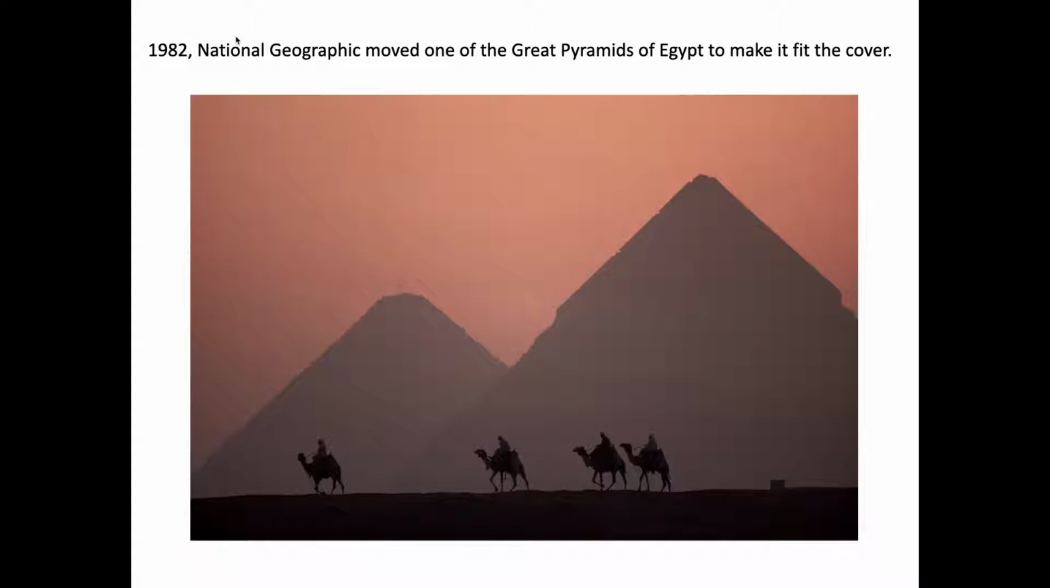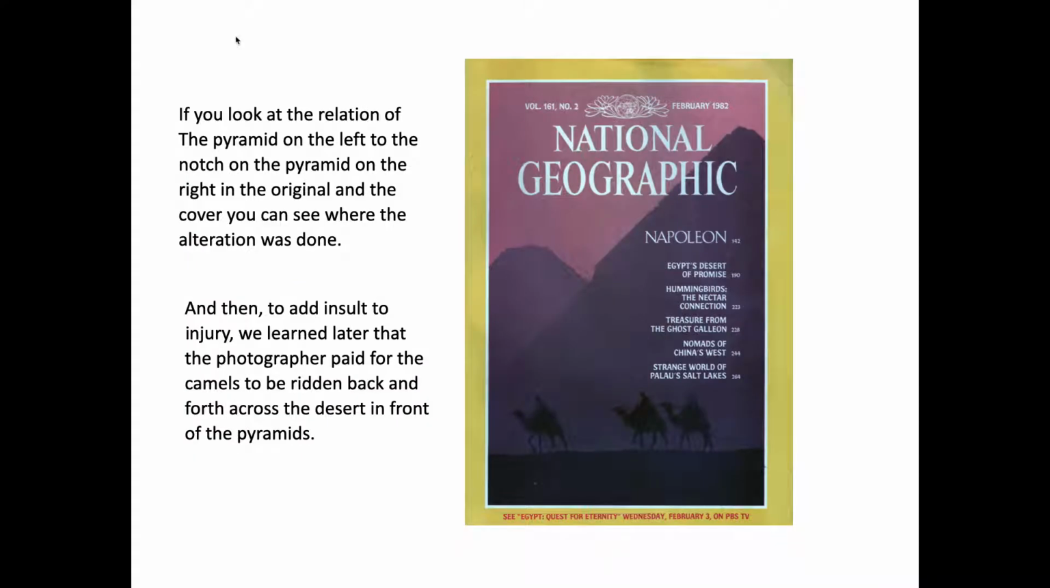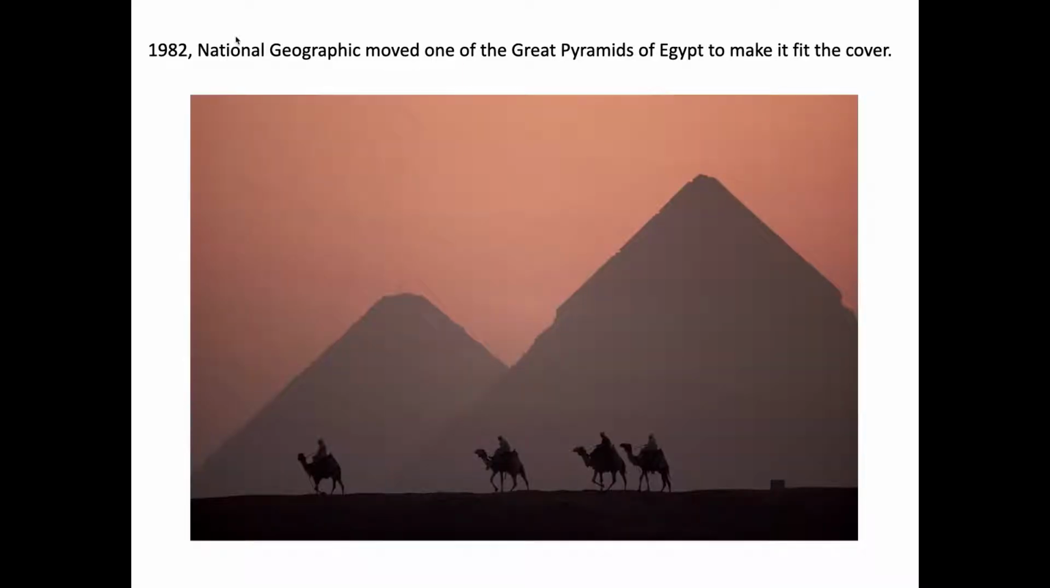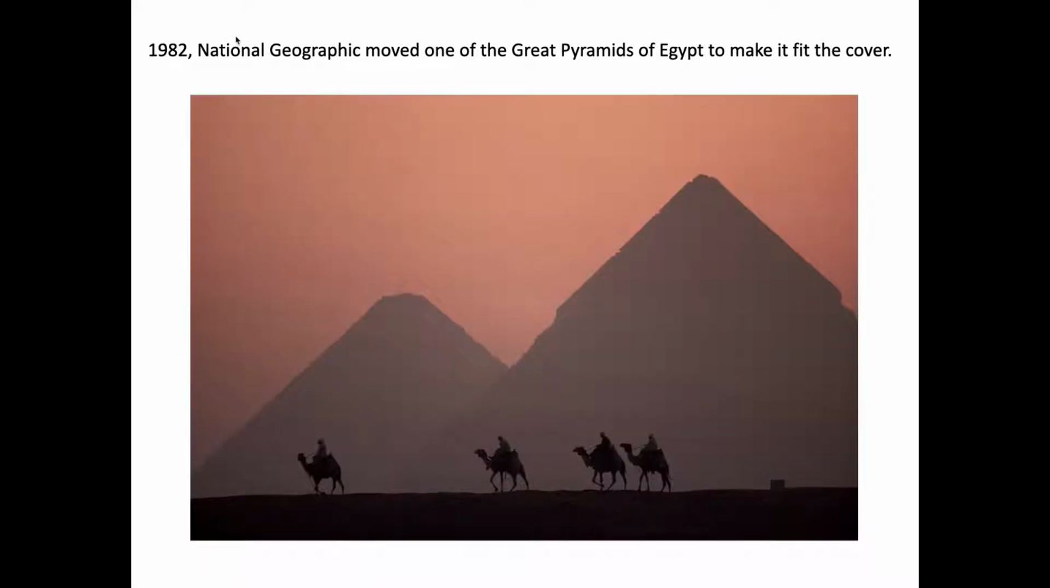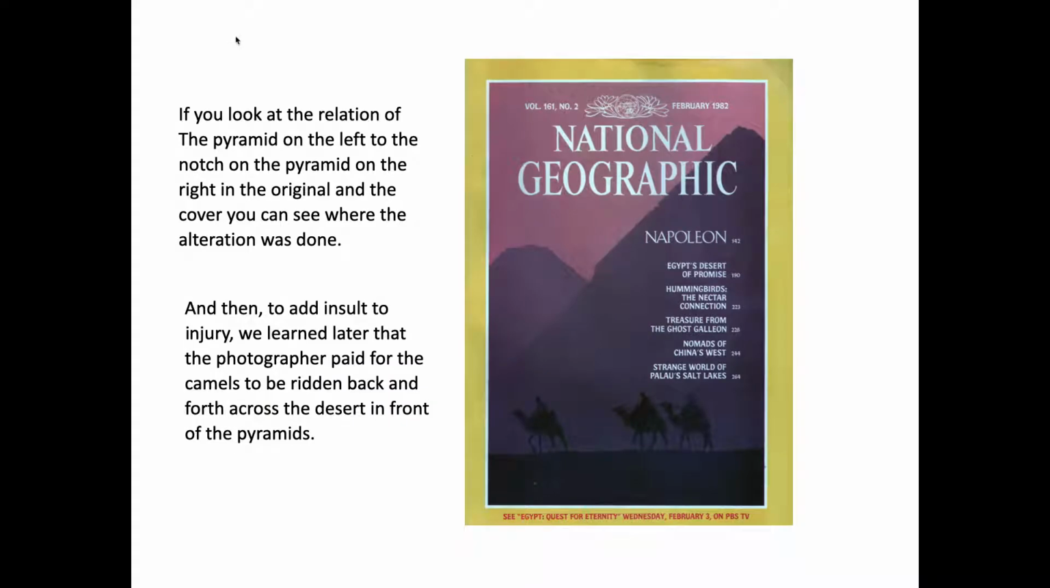1982, National Geographic wanted to put the Great Pyramids on the cover of an issue of the magazine. This is the picture the photographer sent them. This is the cover they ran. Can anybody tell me what happened? I'll toggle back and forth. The trick is to look at that notch on the right-hand pyramid and see it relative to the left-hand pyramid. They cut and pasted. This is before Photoshop.